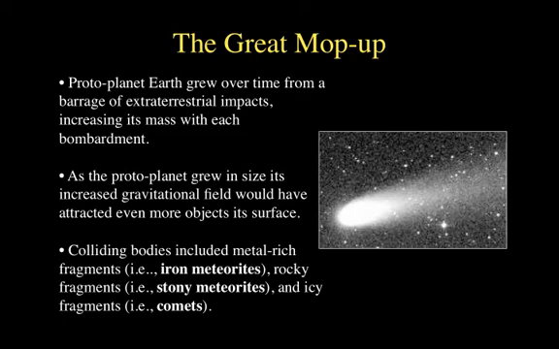Protoplanet Earth grew over time from a barrage of extraterrestrial impacts, increasing its mass with each bombardment. As the protoplanet grew in size, it increased its gravitational field and would have attracted even more objects to its surface. And the colliding bodies included metal-rich fragments, so iron meteorites, rocky fragments like stony meteorites, and icy fragments like comets.